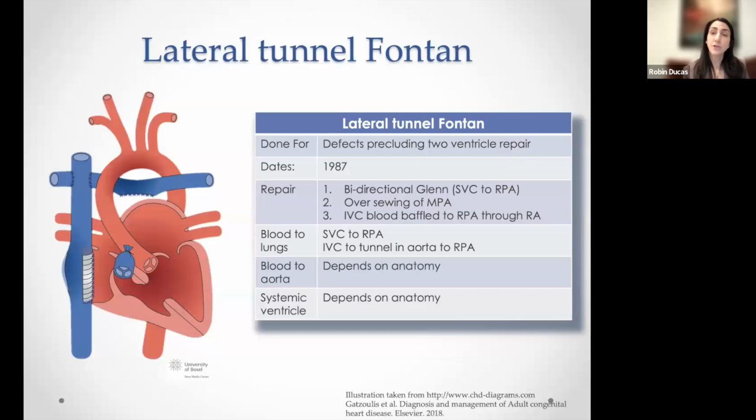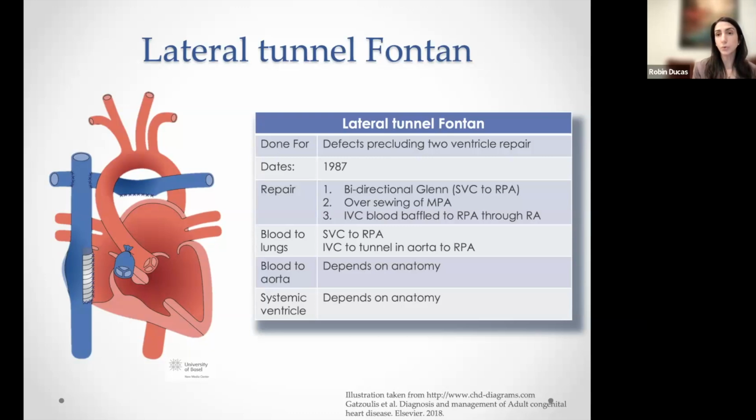Because of complications like dilated RA, arrhythmia, and thrombus, surgical technique for Fontan circulation did change over the years. And in the late 1980s, the lateral tunnel Fontan became more popular. And this was to avoid that massive dilation of the right atria and to minimize the risk of thrombus.